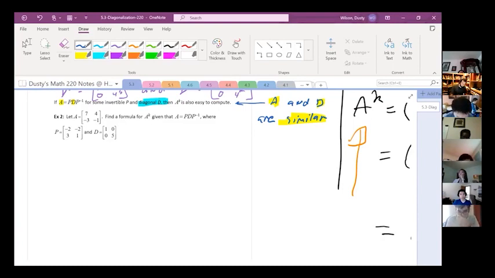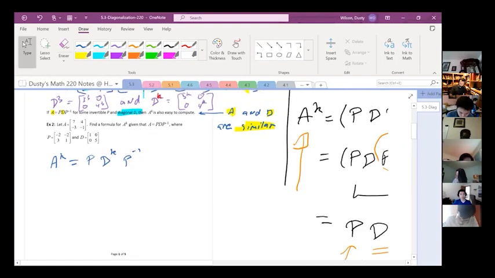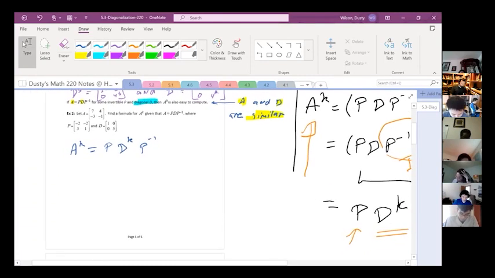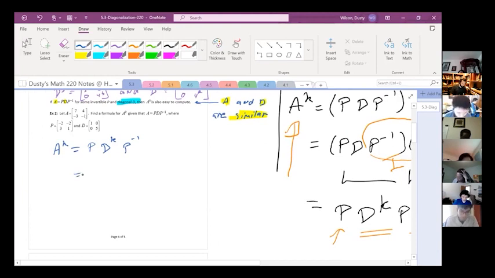We just learned that A to the k is equal to P D to the k P inverse, right? P D to the k P inverse. And so this is going to be equal to P, [-2, -2; 3, 1], times D to the k, which would be 1 to the k, which is just 1, 0, 0, 5 to the k, times P inverse.